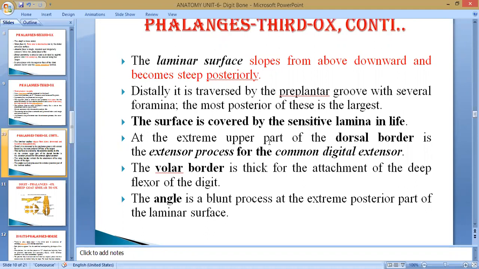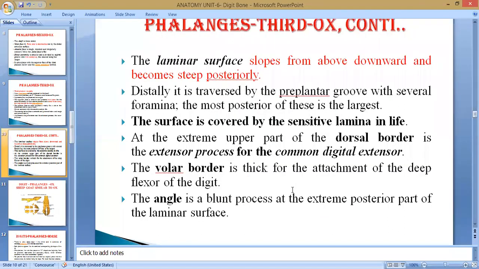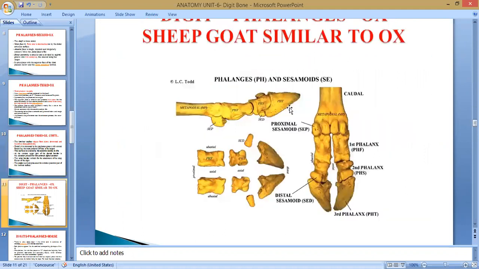At the extreme upper part of the dorsal border is the extensor process for the common distal extensor muscle. This sentence is saying about this extensor part here, because here to here is the lamellar surface. So this prominent part is for the tendon of the common distal extensor muscle. The volar border is thick for the attachment of the deep digital flexor, and the angle is blunt, proceeding as the extreme posterior part of the lamellar surface. This part is called the angle.